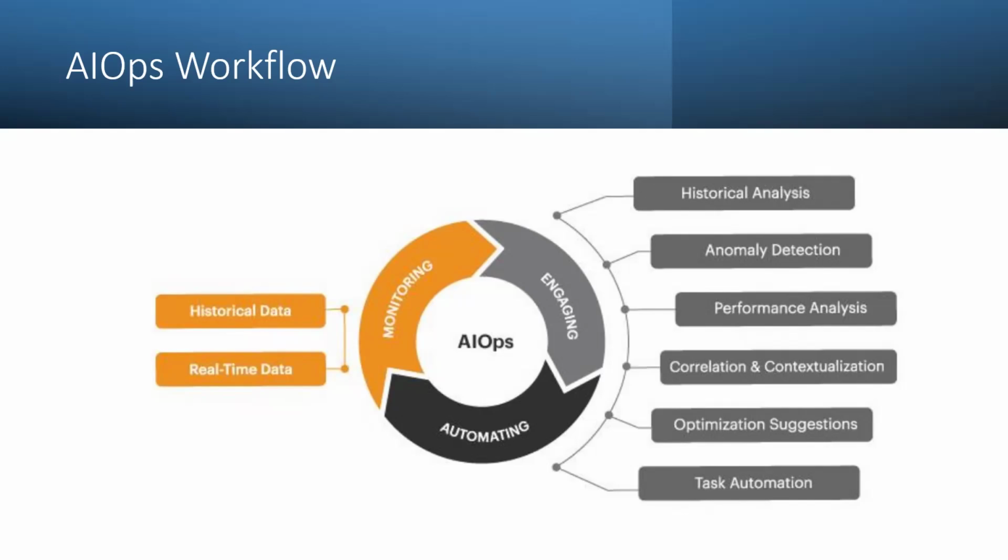Anomaly detection is the next step in the historical analysis. When the system sees any pattern which was never there in the historical data, it considers it an anomaly. Performance analysis is also a part of monitoring, but the system does the performance analysis based on the anomaly detection.